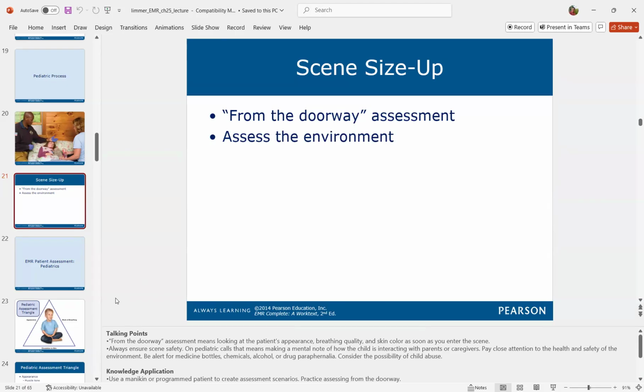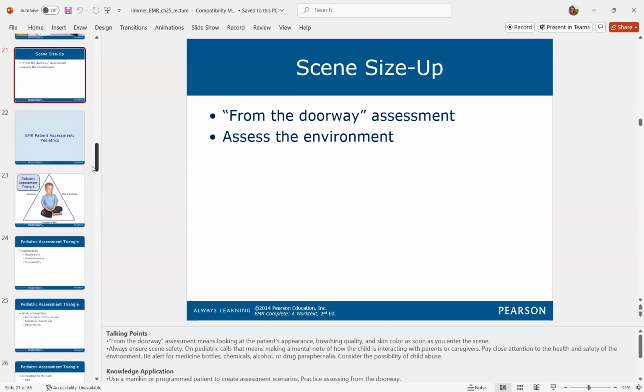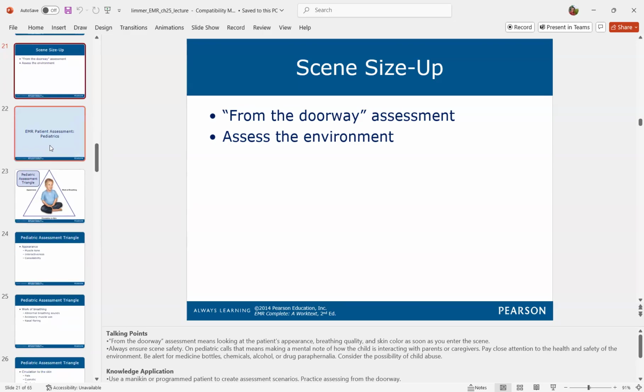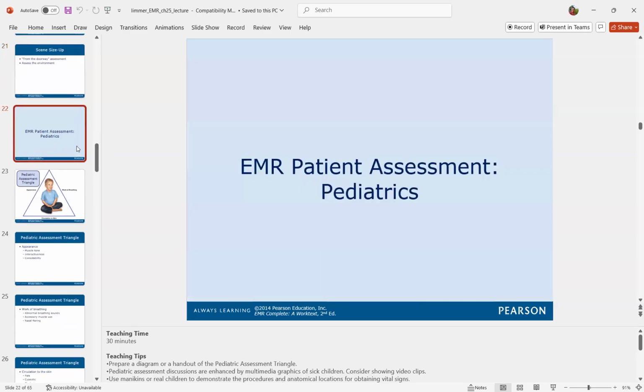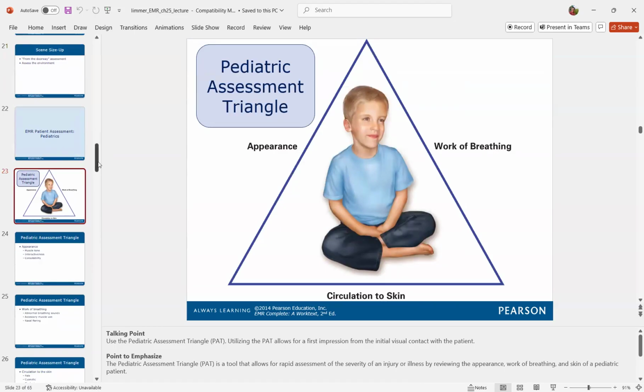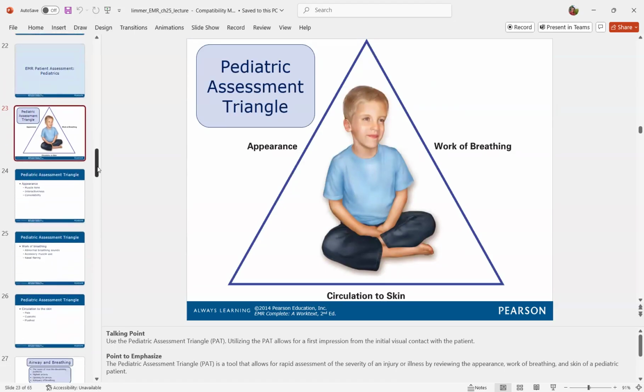Pay close attention to the health and safety of the environment that kid is in. Be alert for medicine bottles, chemicals, alcohol, drug paraphernalia. We are mandated reporters, so if there's any possibility of child abuse in that environment, we're keeping our head on a swivel to make sure that kid's in a safe place. From that doorway assessment, we're going to use what's called the PAT triangle, the pediatric assessment triangle.